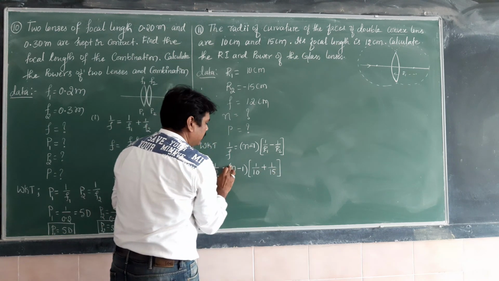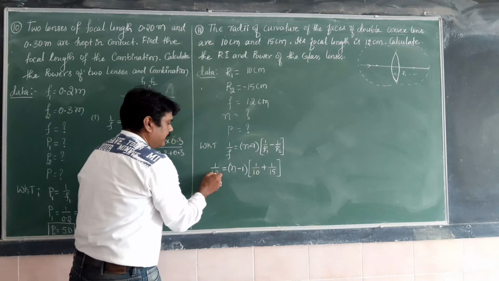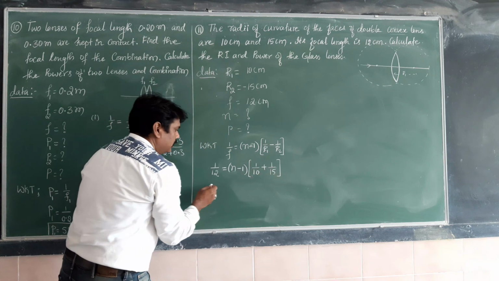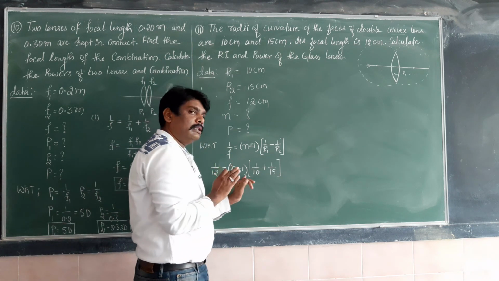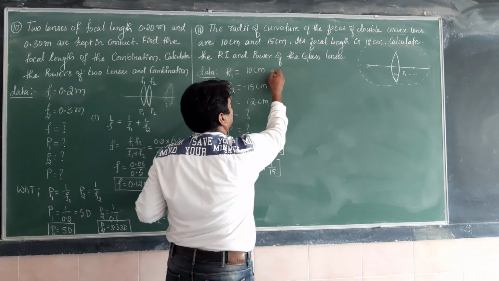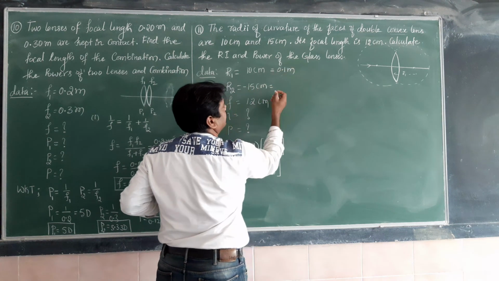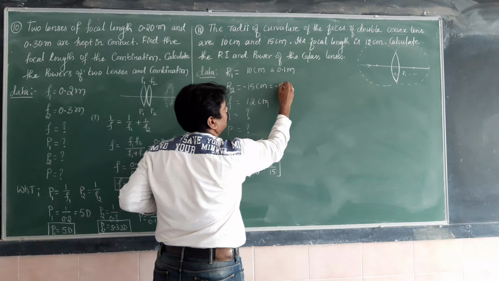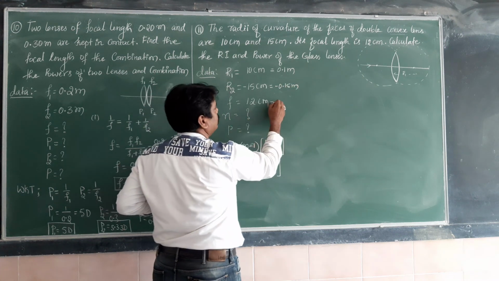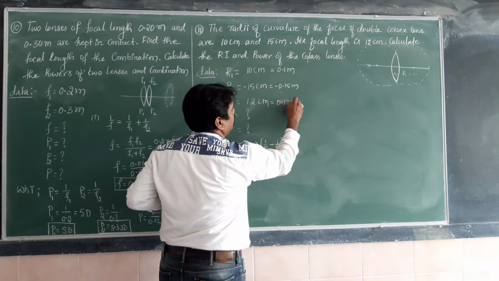Now, whatever value you are getting is in centimeters, right? So 1 by 12 is equal to (n minus 1) into (1 by 10 plus 1 by 15). Here we have to consider the SI system value. 10 centimeter is equal to 0.1 meter, and 15 centimeter is equal to 0.15 meter, because we have to divide by 100. 12 centimeter is nothing but 0.12 meter.